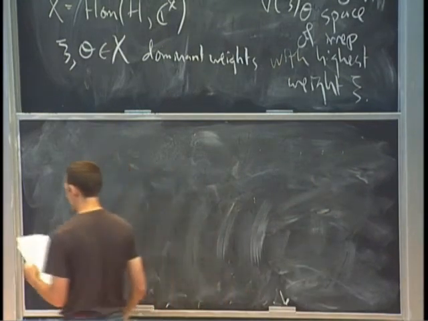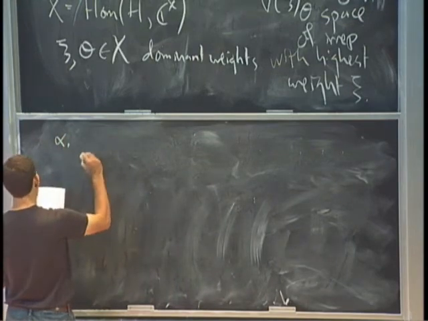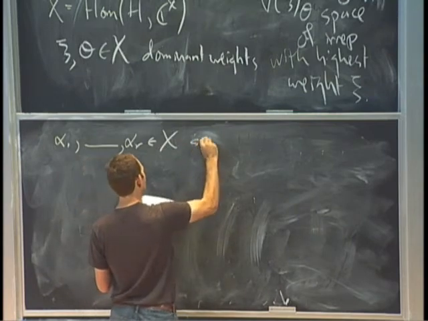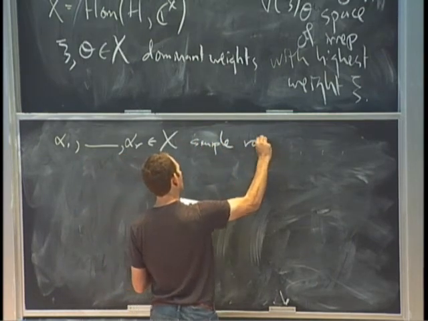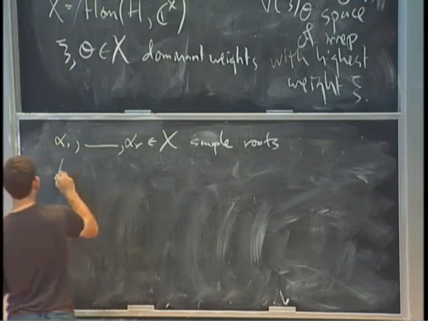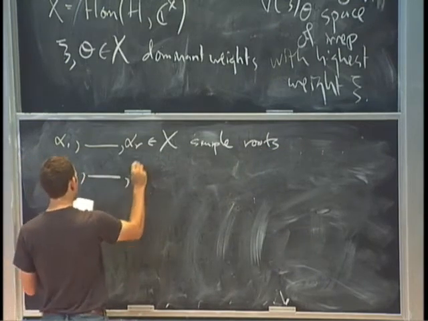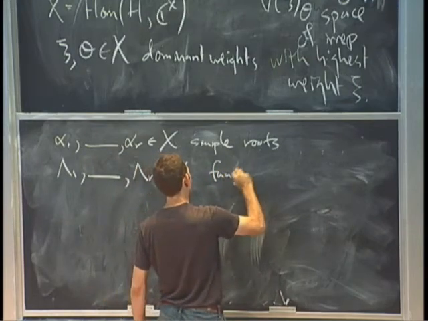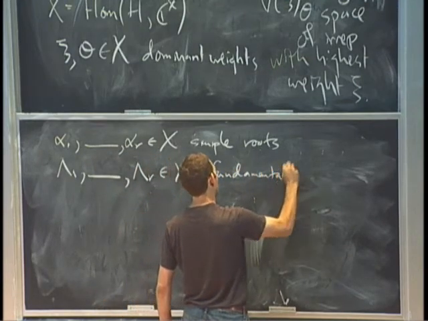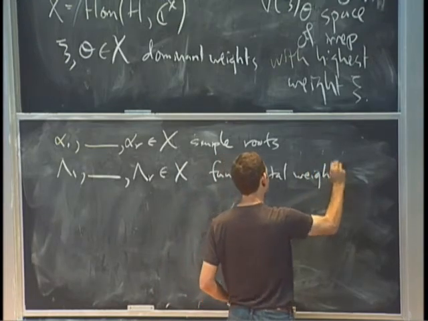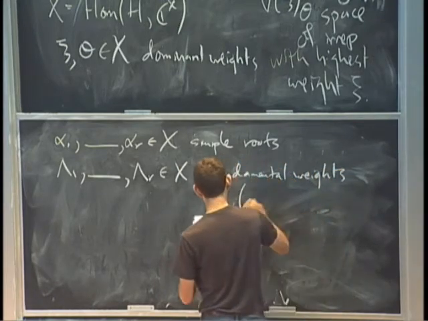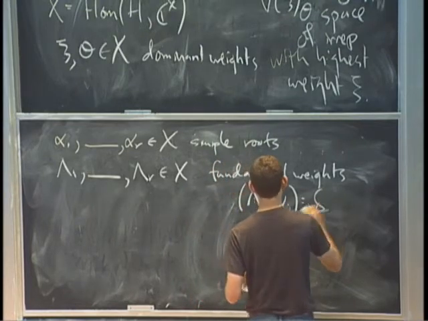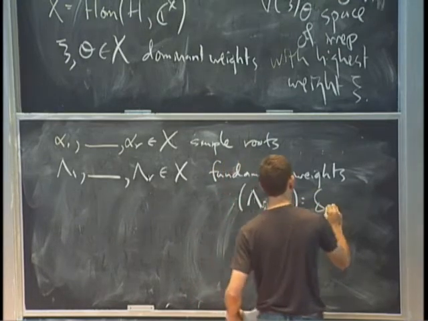Okay, so Nakajima's construction: we have alpha 1 through alpha r in X, which are the simple roots. And we have lambda 1 through lambda r in X, which are the fundamental weights. These are defined by the condition that when you pair lambda i and alpha j using the Killing form, you should get delta ij.